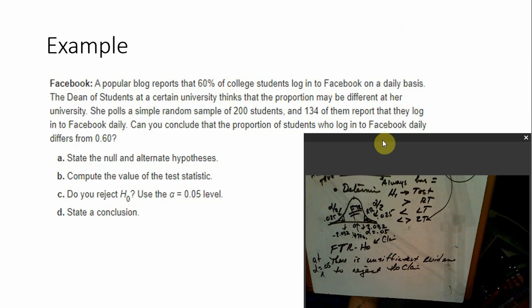Facebook, a popular blog, reports that 60% of college students log into Facebook on a daily basis. The dean of students at a certain university thinks that the proportion may be different at her university. She polls a simple random sample of 200 students, and 134 of them report that they log into Facebook daily. Can you conclude that the proportion of students who log into Facebook daily differs from 0.60?